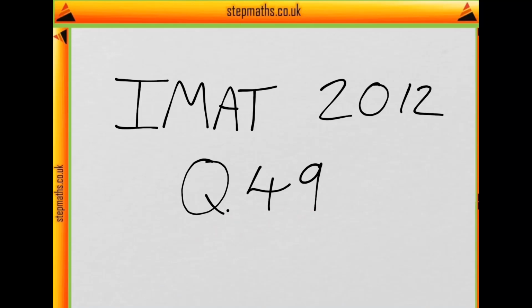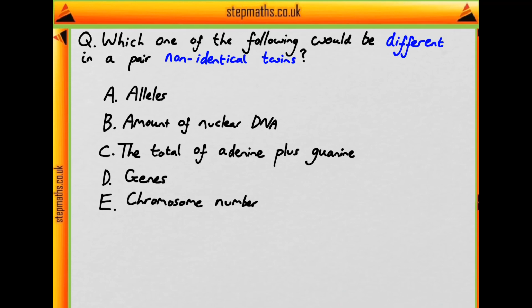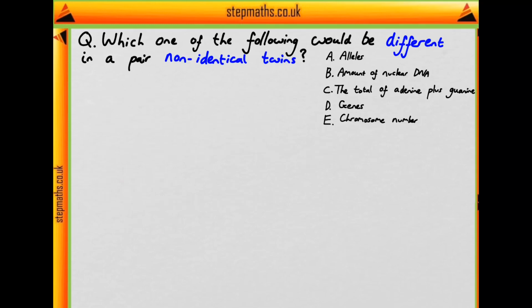This video is on question 49 from the 2012 IMAT paper. In this question we were asked which of the following would be different in a pair of non-identical twins, and we're given a list of alleles, amounts of nuclear DNA, the total of adenine plus guanine, genes, and a chromosome number. So first let's ensure we know how non-identical twins are made.